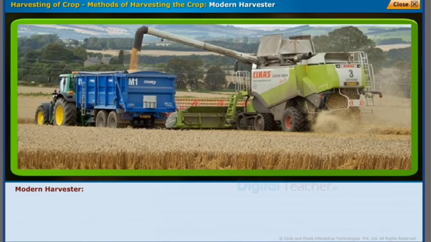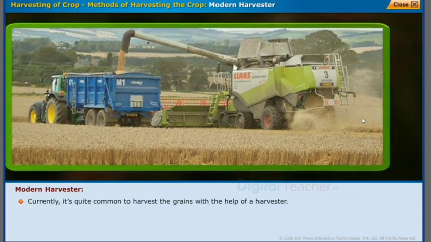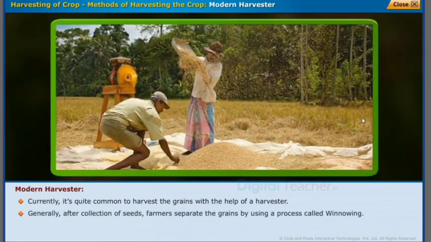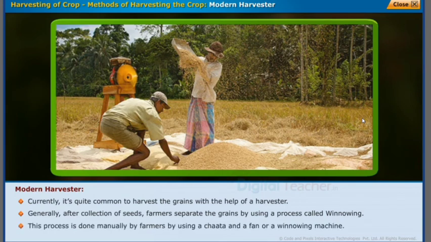Modern harvester. Currently, it's quite common to harvest the grains with the help of a harvester. Generally, after collection of seeds, farmers separate the grains by using a process called winnowing. This process is done manually by farmers by using a basket and a fan or a winnowing machine.